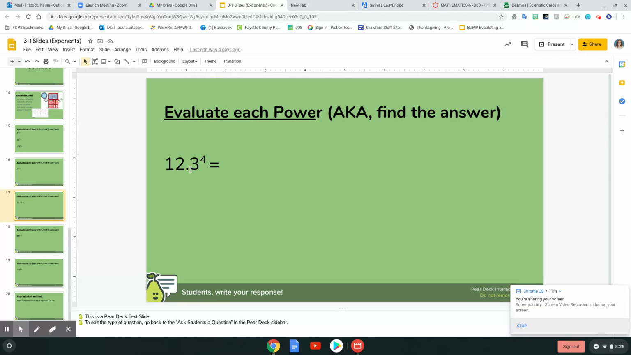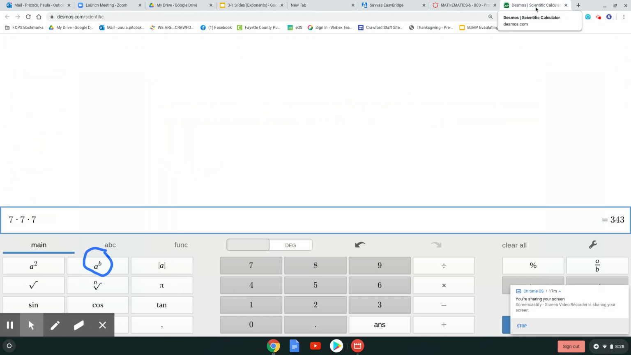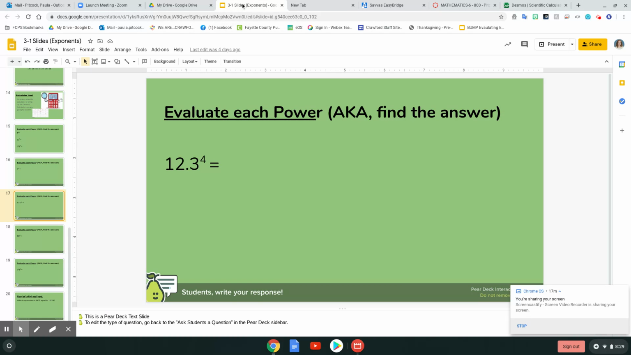12.3 to the power of 4. So what you should have gotten is this number right here. It doesn't give me a change to fraction option, so I guess this is what I need to write. Now remember, exponents make things get really big really fast. Exponential growth is something you learn about in science, where things grow very rapidly.